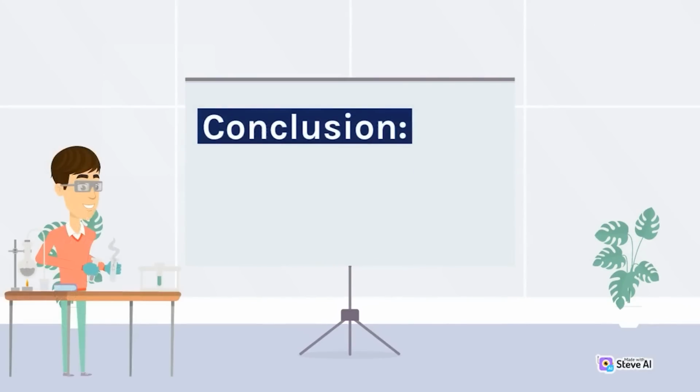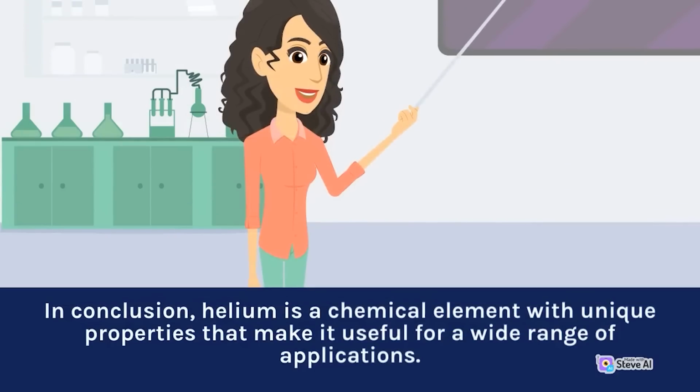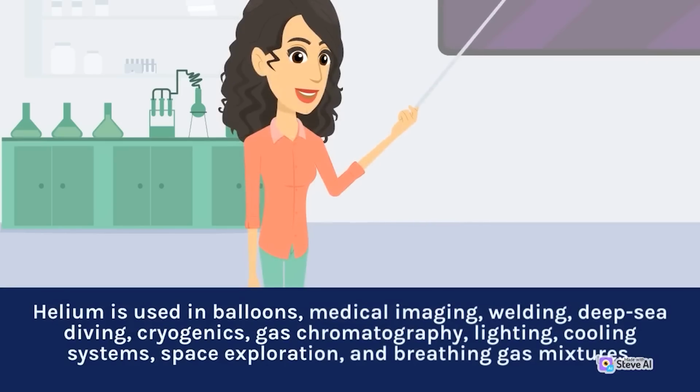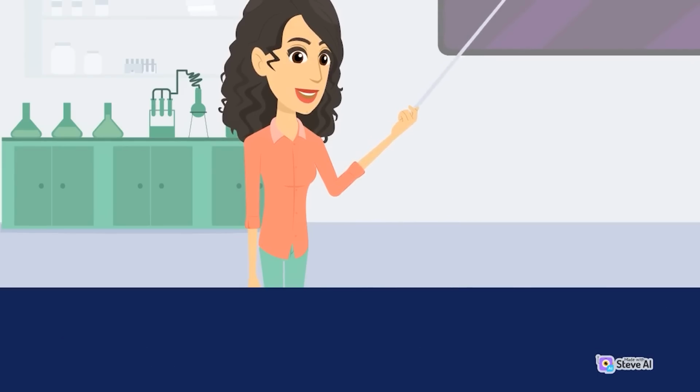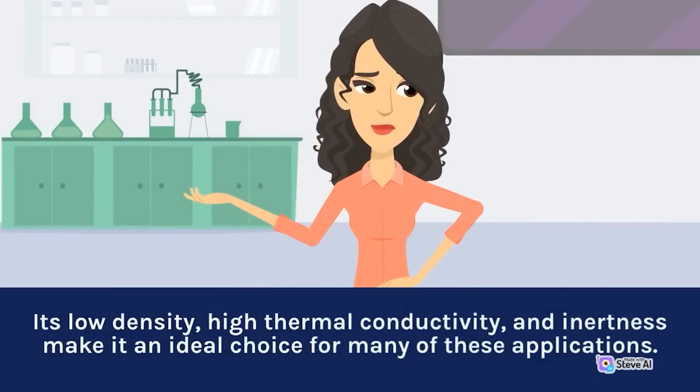Conclusion. In conclusion, helium is a chemical element with unique properties that make it useful for a wide range of applications. Helium is used in balloons, medical imaging, welding, deep-sea diving, cryogenics, gas chromatography, lighting, cooling systems, space exploration, and breathing gas mixtures. Its low density, high thermal conductivity, and inertness make it an ideal choice for many of these applications.